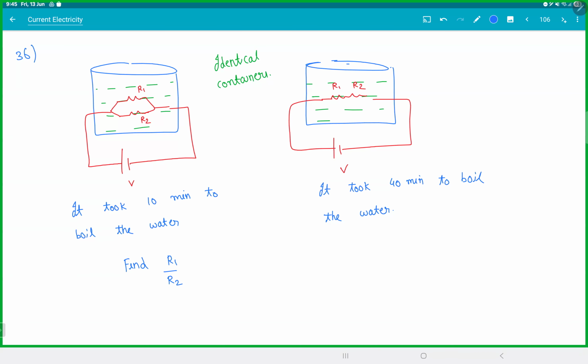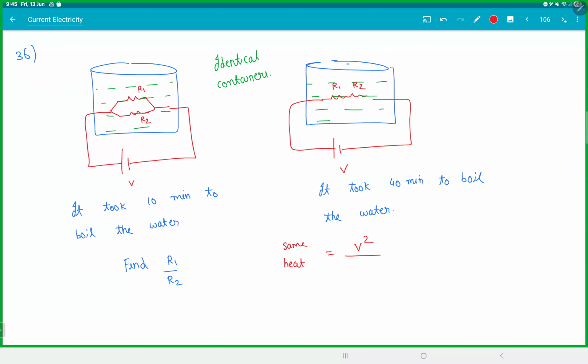Right, there are three answers. Straightforward. See, what is there? Since you're boiling them, the amount of heat must be the same. They should have the same heat to boil the same amount of water. Heat is nothing but power times time.